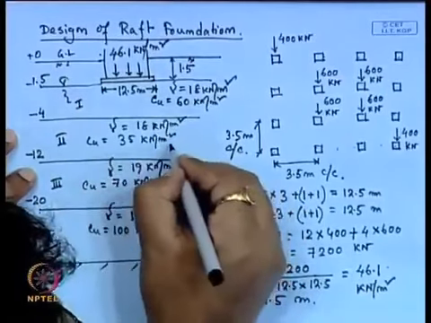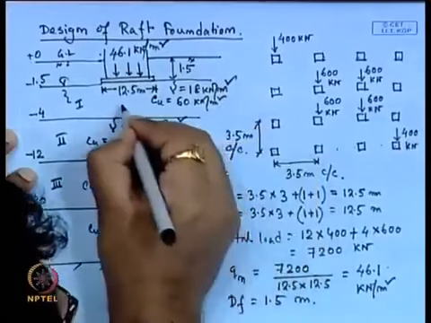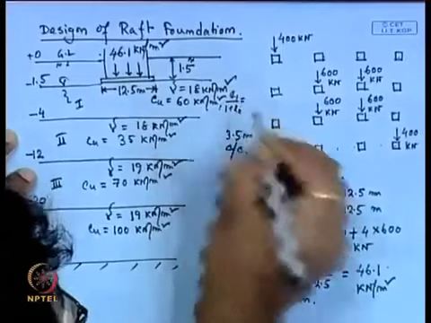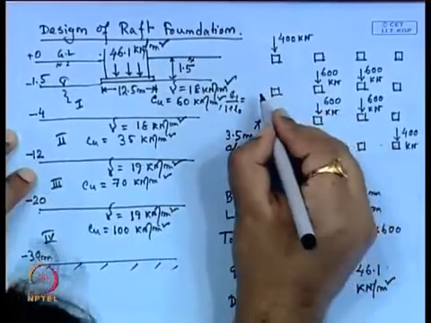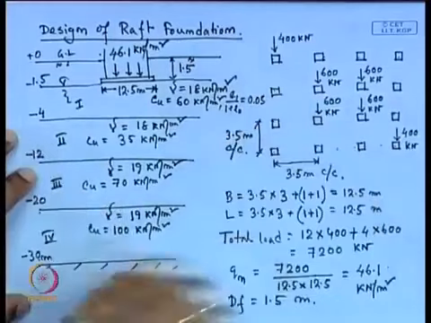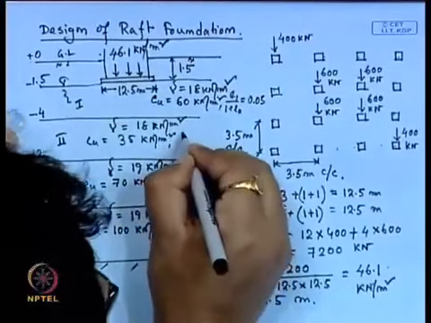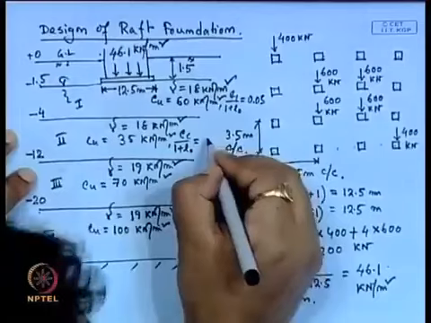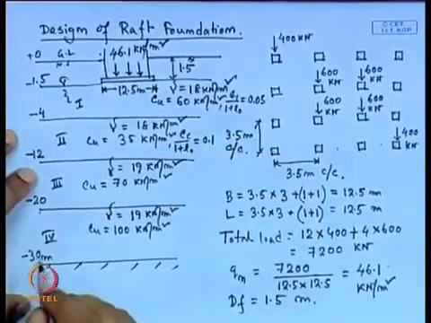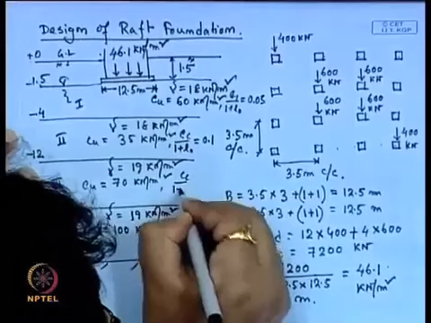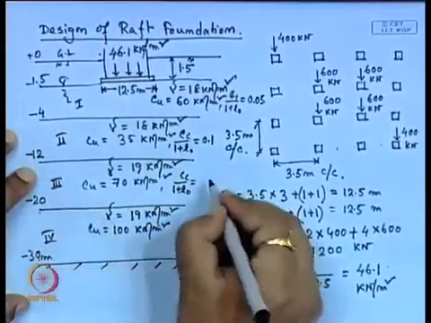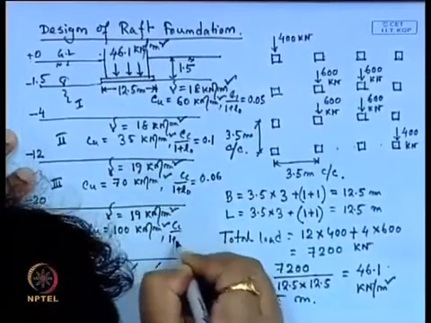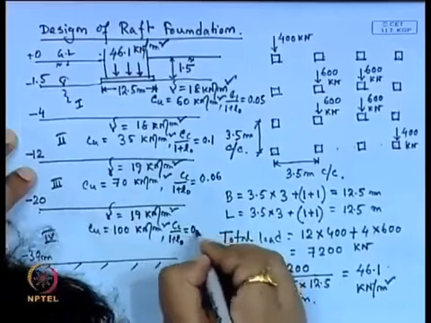Now, Cc divided by 1 plus e0 for the first layer is 0.05. Similarly, Cc divided by 1 plus e0 for the second layer is 0.1. Cc divided by 1 plus e0 for the third layer is 0.06, and for the fourth layer the value is 0.03.